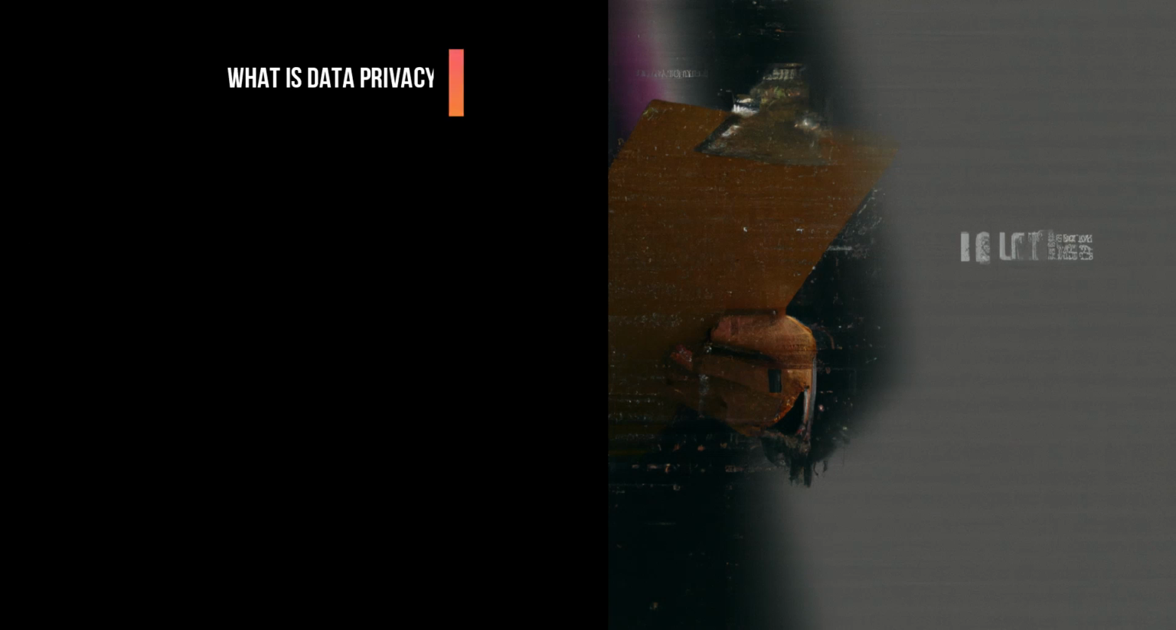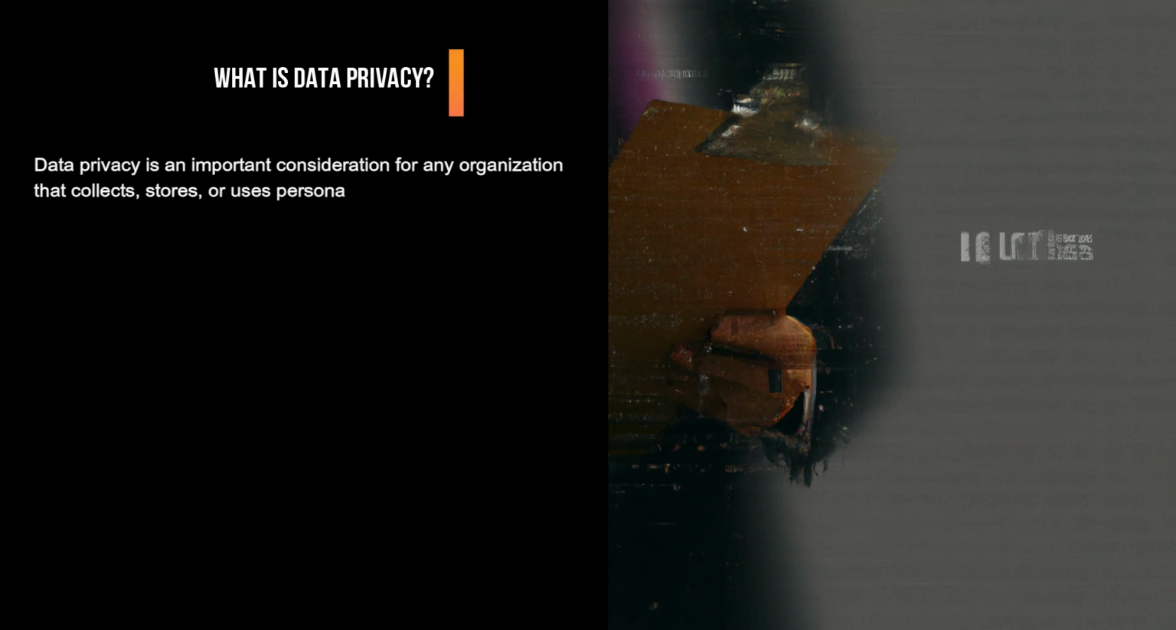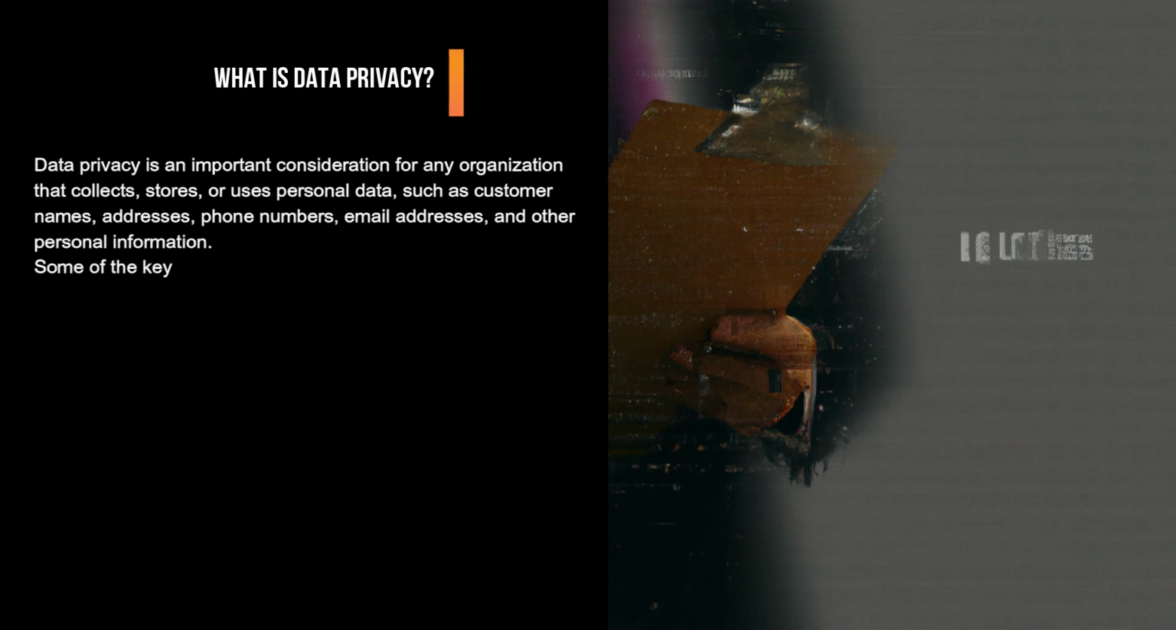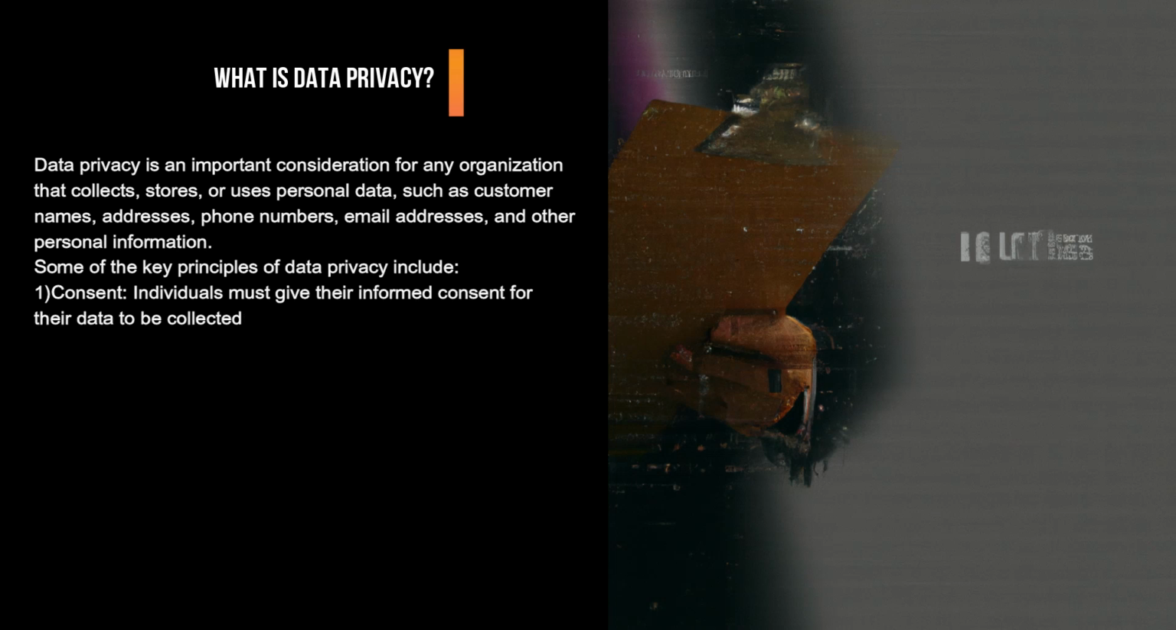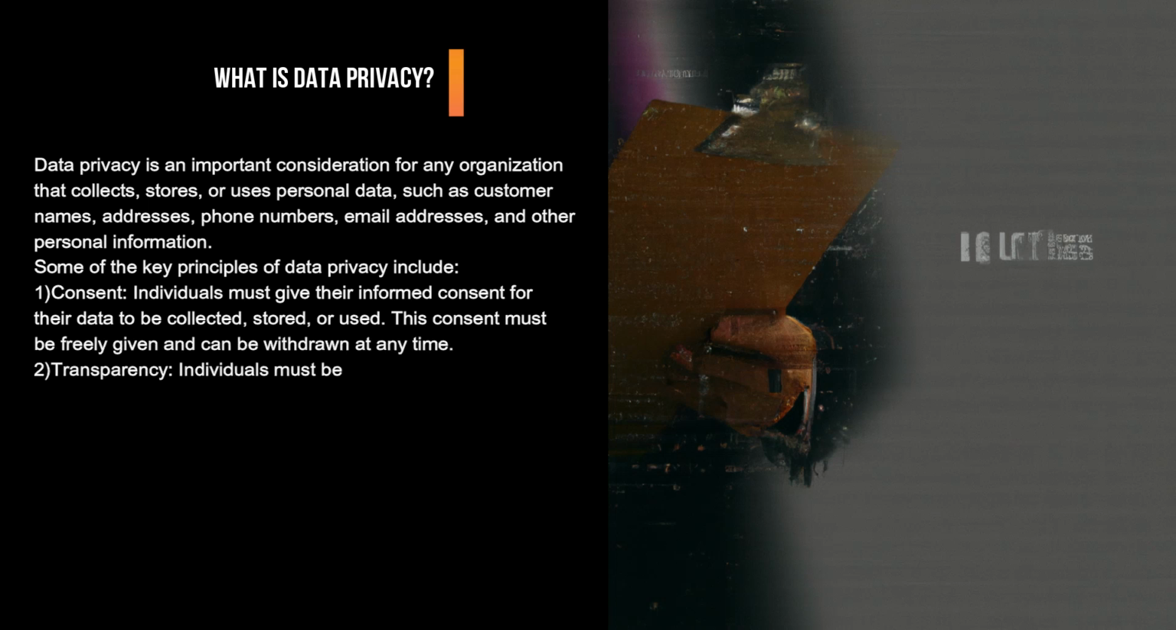What is data privacy? Data privacy is an important consideration for any organization that collects, stores, or uses personal data, such as customer names, addresses, phone numbers, email addresses, and other personal information. Some of the key principles of data privacy include: 1. Consent. Individuals must give their informed consent for their data to be collected, stored, or used. This consent must be freely given and can be withdrawn at any time.